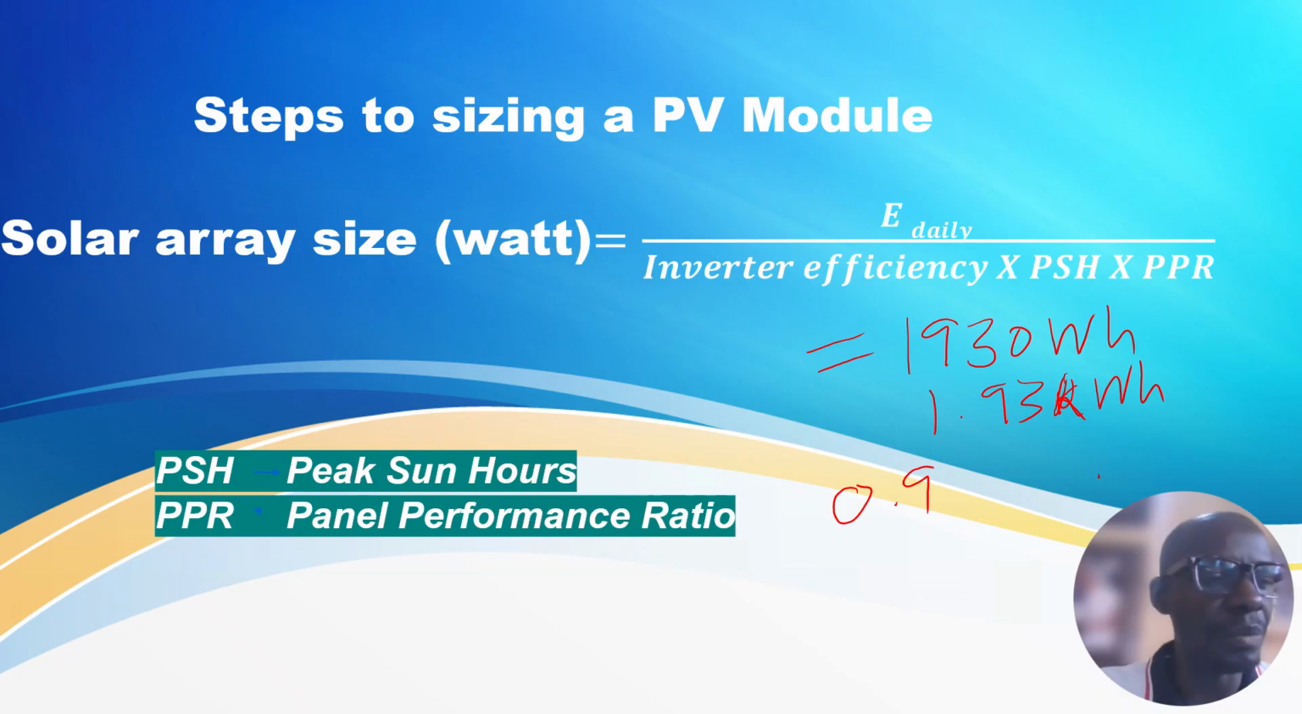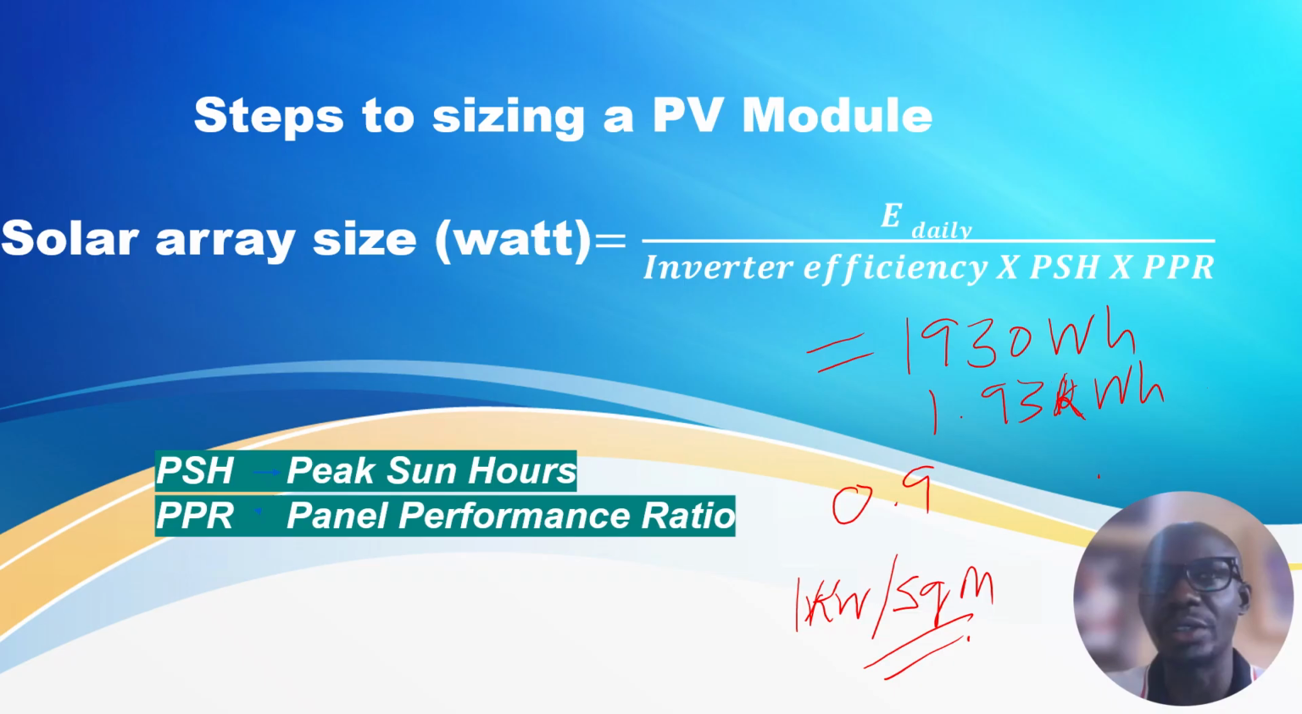Are you getting it? So the PSH is the number of hours per day when solar irradiance, in the solar world we call it irradiance, averages 1000 watts per square meter. When it averages 1000 watts, that is 1 kilowatt per square meter. That's what we mean by the peak sun hours.